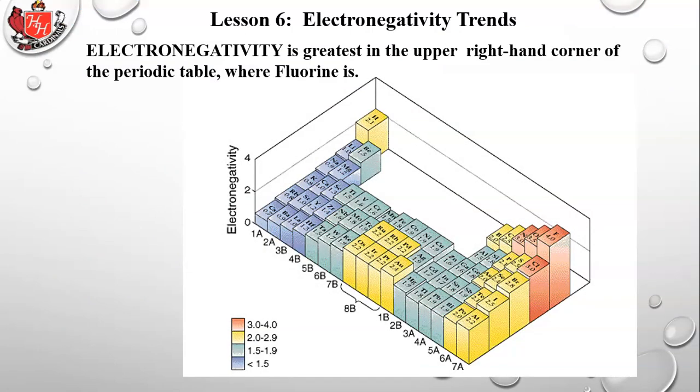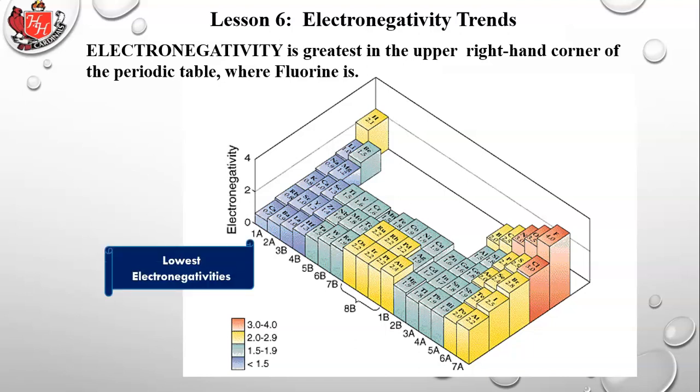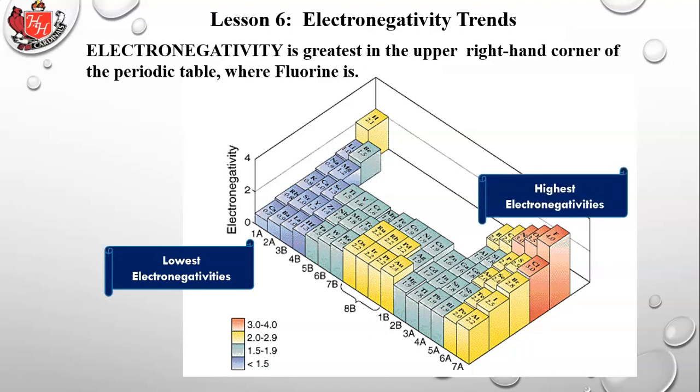So electronegativity is greatest in the upper right-hand corner of the periodic table where fluorine is. So you notice this looks very much like the perspective view that we just showed of ionization energy. Lowest electronegativities are in the lower left. Highest electronegativities are in the upper right.